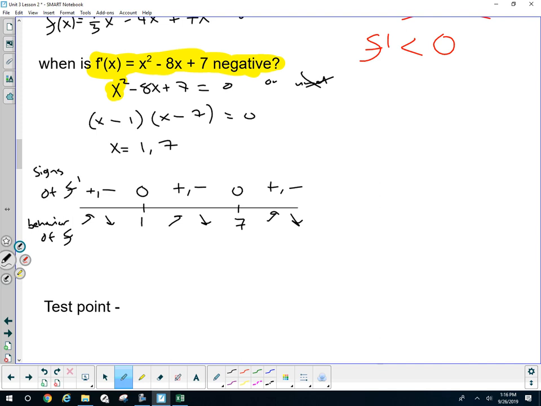Before we start doing the sign analysis, how am I so sure that all of my values between 1 and 7 are all positive or all negative? Why can't I say I have some positives here and then some negatives here? Discuss that with your neighbors.